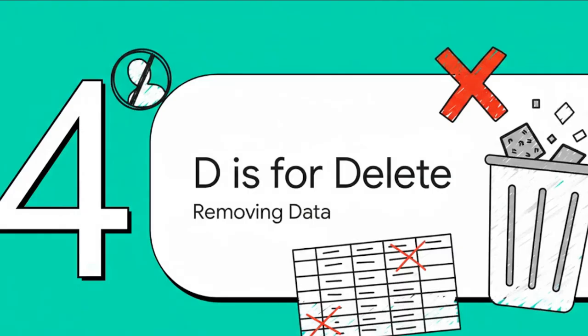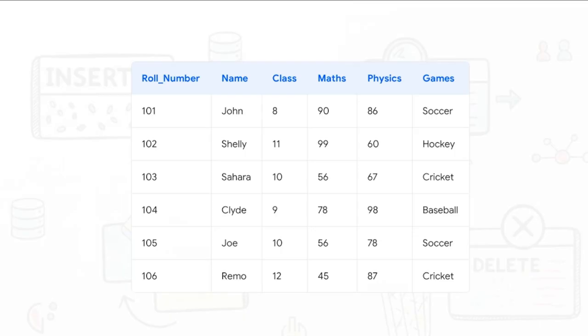And that brings us to our final core operation, delete. Sometimes information just isn't needed anymore. An old account, a canceled order, or maybe a student who's left the school. We need a clean way to get rid of that data. So let's jump back to our student roster one last time. We just got word that Clyde, that's roll number 104, has transferred to a different school. His record doesn't need to be in our active roster anymore.